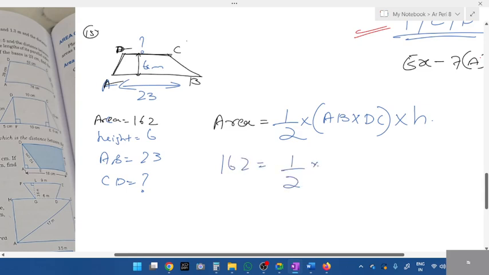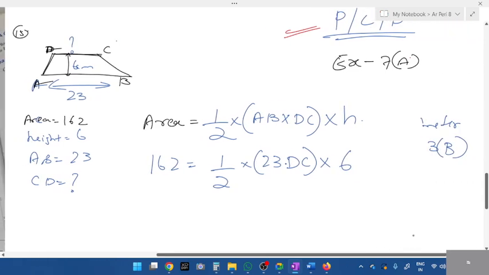1 by 2 into what is AB? 23. DC. If you multiply 23 and DC, you can write it as 23 DC into height. How much is height? 6 centimeters, right? How do you calculate this, students? 1 by 2 into 5 into 6. Which one can be cancelled? 2 and 6 can be cancelled.